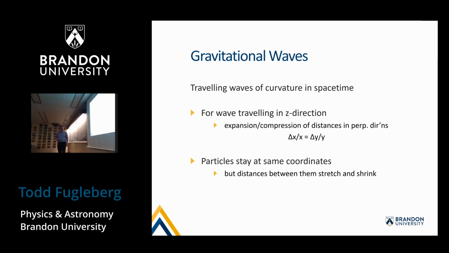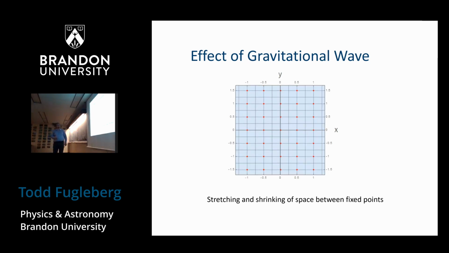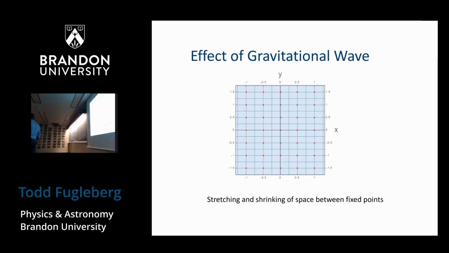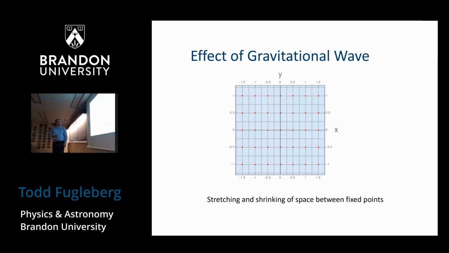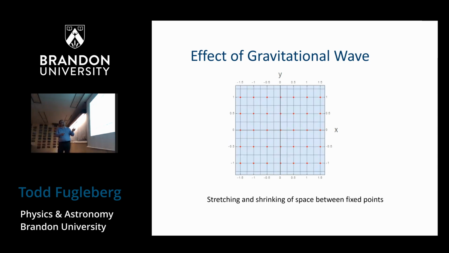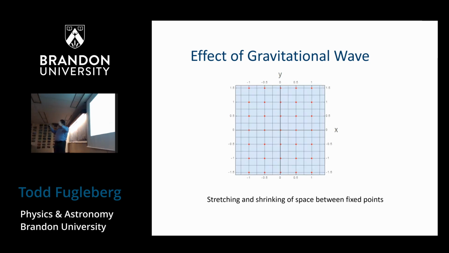Now, it's important to say that particles, things in the space-time, are staying at the same coordinates. They're not really moving. It's the space itself which is shrinking and expanding. So this is a little video here showing this idea. Again, if the gravitational wave is going out of the board at you, if you were sitting there, what you would see is these little red particles that are staying at the same position, but the space between them gets stretched and contracted.